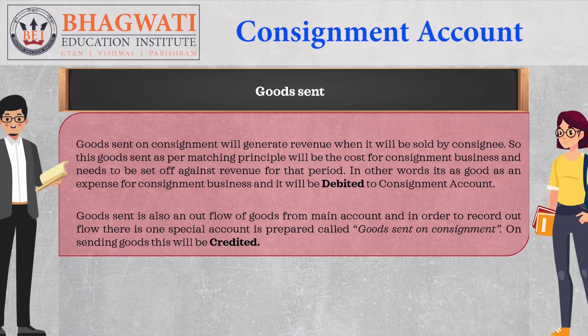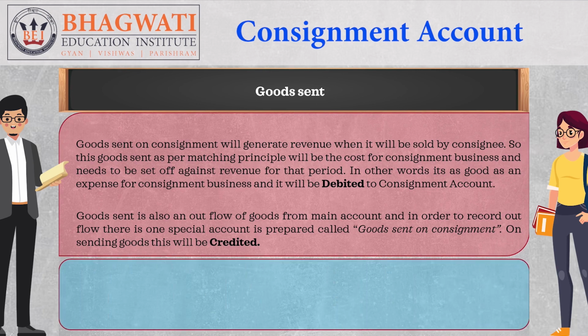This records the outflow of goods from your principal main business for any other purpose. So this account is prepared, and at the end we will close this account and transfer it to trading account. We will discuss the logic behind that later when that entry comes. So what entry do we pass over here? Consignment account debit to goods sent on consignment.